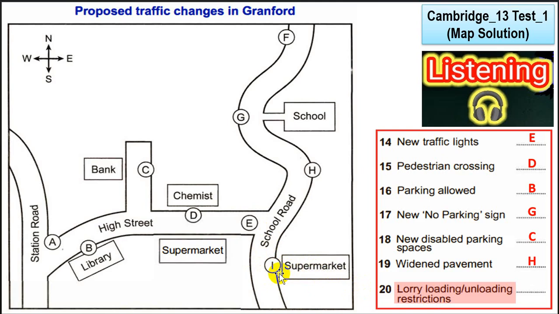Now, we knew that parking places and loading-unloading of lorries were held outside the supermarket. But the parking places have been moved to position C. So, there are restrictions, which means only loading and unloading of lorries will be here. That means outside the supermarket. So, the position of lorry loading and unloading restrictions will be I.